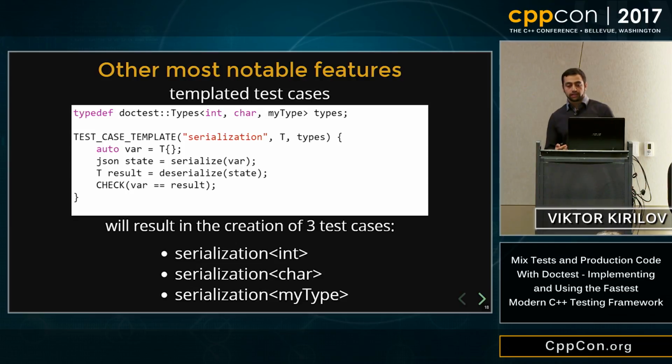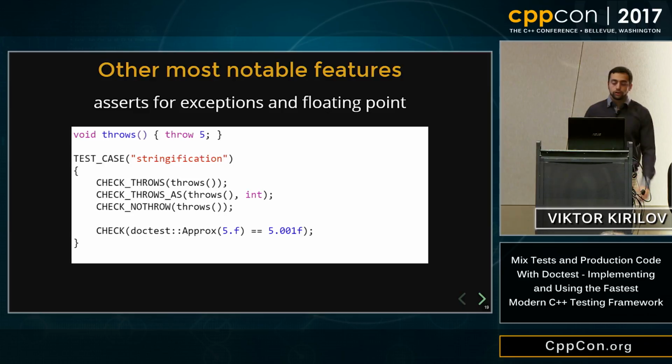There are also templated test cases, in which case you can instantiate a test case on a list of types. And in this case, we'll get a serialization for int, char, and my type. And in this particular case, we're testing that for each of these types, if we serialize them and then deserialize them, the result is equal to what we started with. There are also asserts for dealing with exceptions, like checking if something throws or something doesn't throw. And there's also a utility class to help us with comparing floating point.